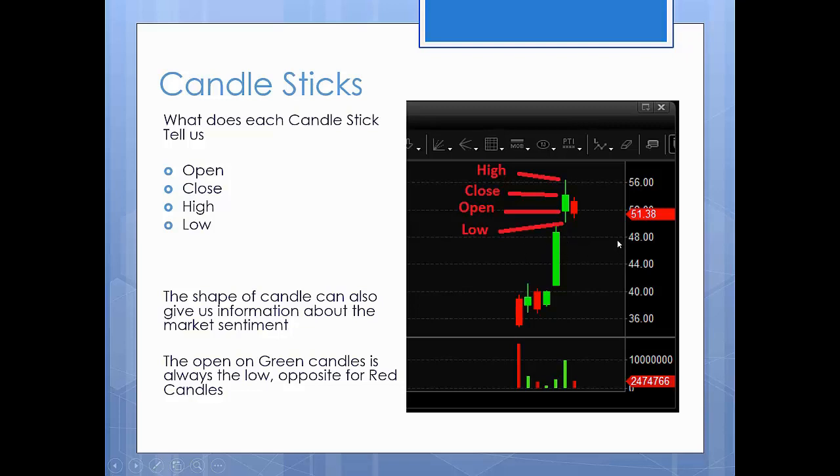Okay, now the shape of these candles, the green ones, the open is at the bottom, the close is at the high, and on the red ones, the open is on the top here, and the close is down here, the low.